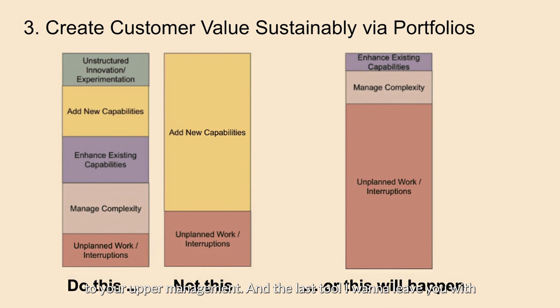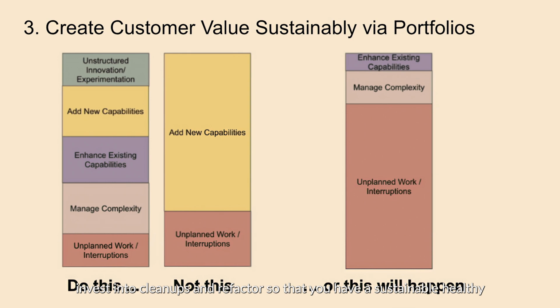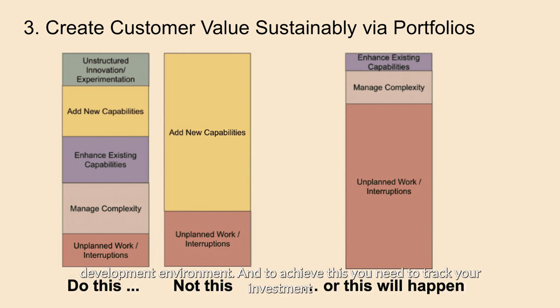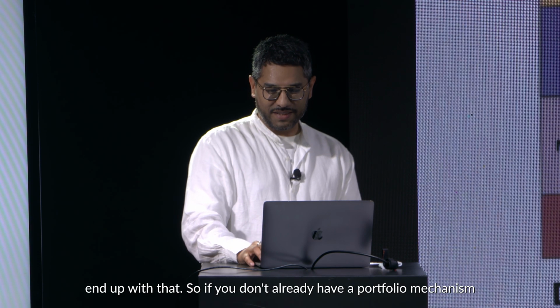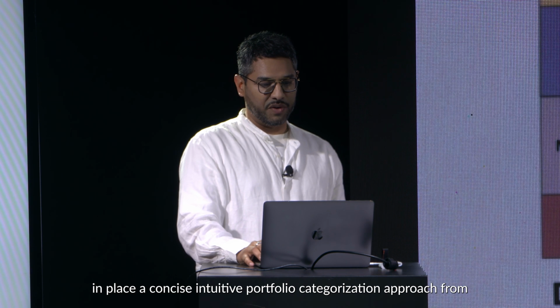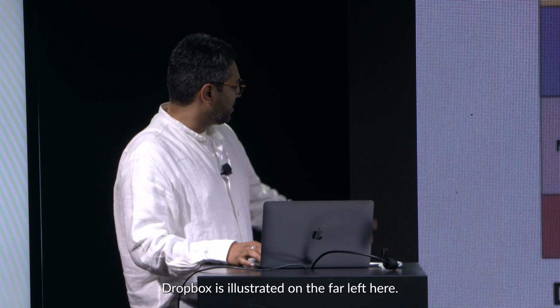And the last tool I want to leave you with is this idea of portfolio management. As the picture shows, you want to continuously invest in cleanups and refactors so that you have a sustainable, healthy development environment. To achieve this, you need to track your investment balance and ensure that you have a balanced portfolio for paying back tech debt. As the picture says, if you don't do this, then you end up with that. If you don't already have a portfolio mechanism in place, a concise, intuitive portfolio categorization approach from Dropbox is illustrated on the far left here.